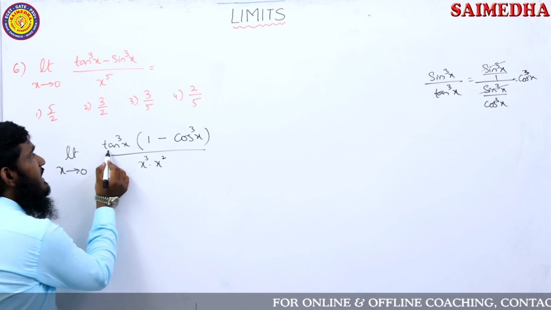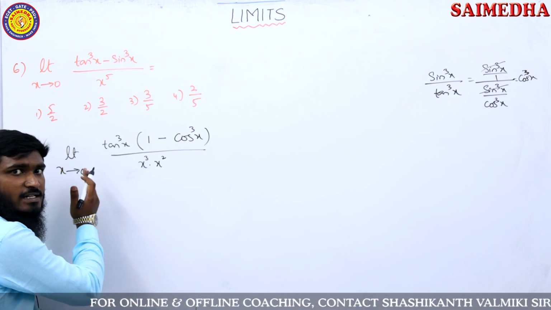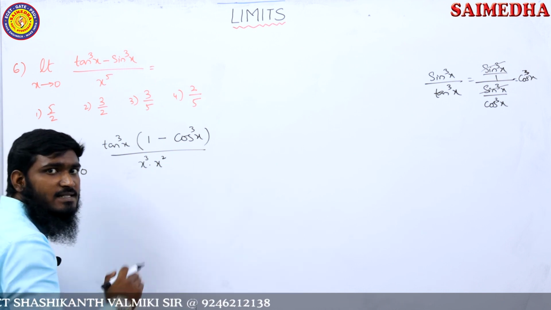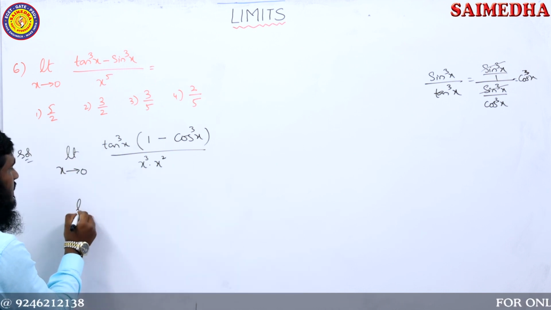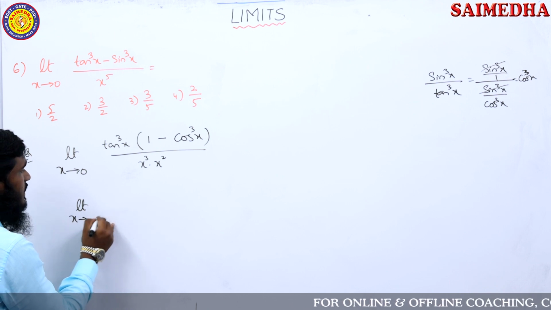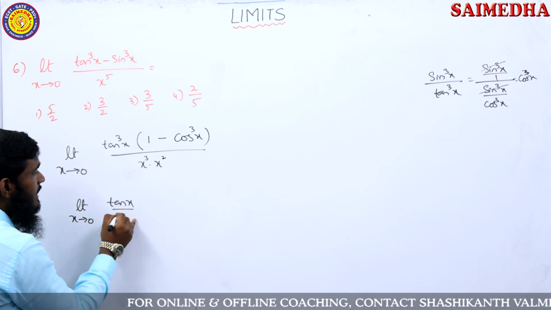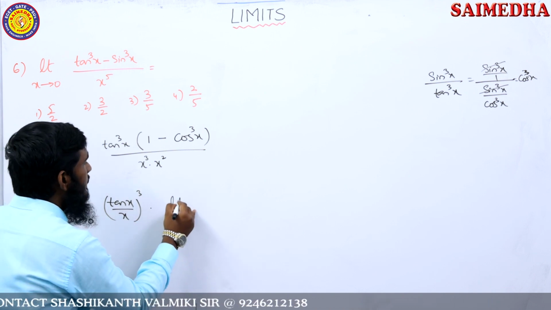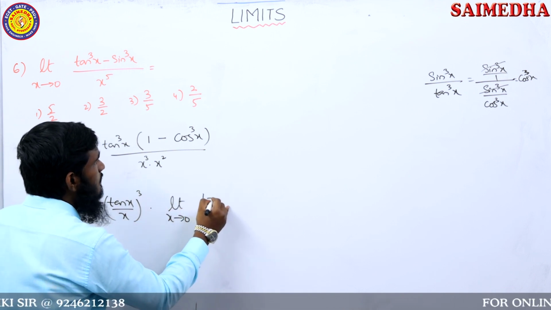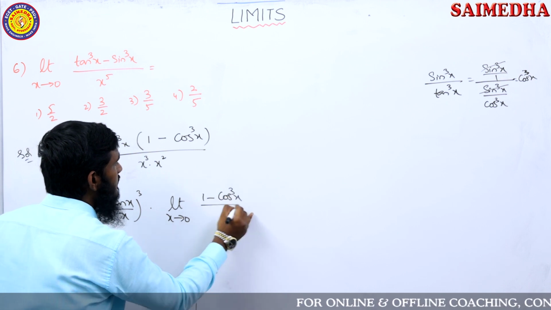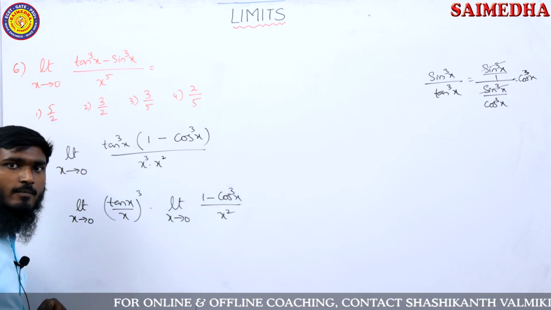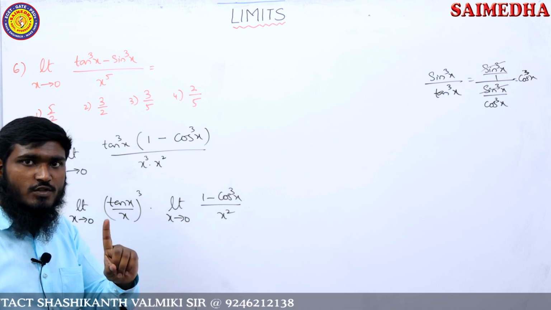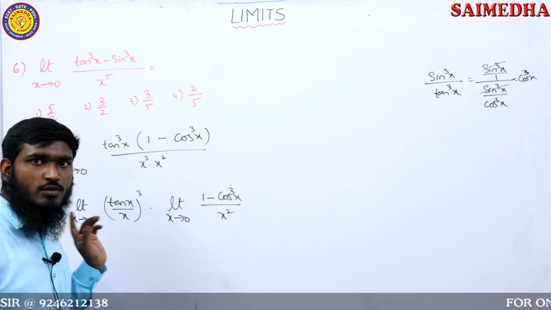Now what we are doing is, tan cube x and x cube we make as one function, and this 1 minus cos cube x divided by x square we make as another function. So this can be written as limit x tends to 0, tan x divided by x whole cube, one function. Then limit x tends to 0, 1 minus cos cube x divided by x square. Understood? Now this part, limit x tends to 0, tan x by x is equal to 1, and 1 cube is also equal to 1 only.